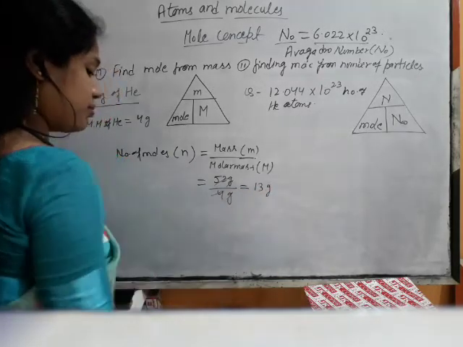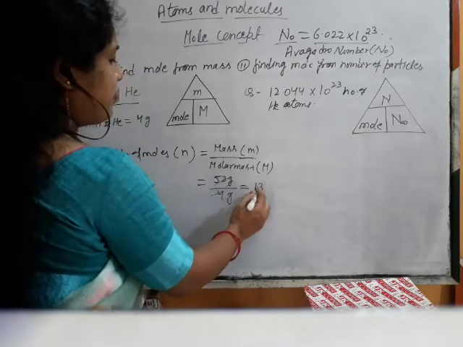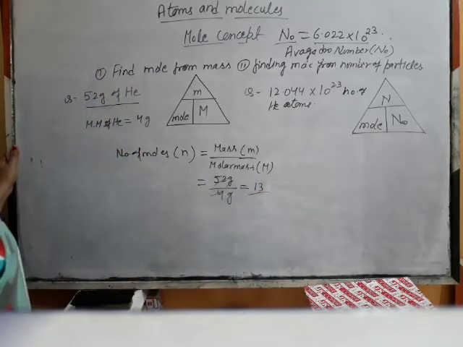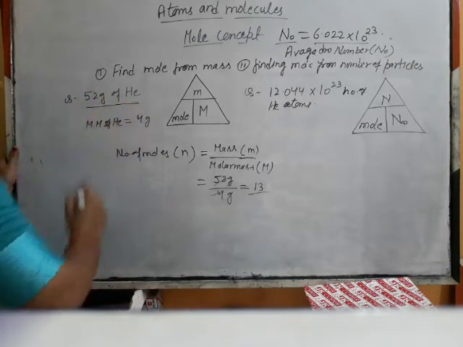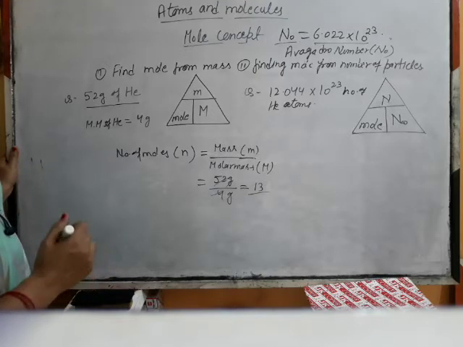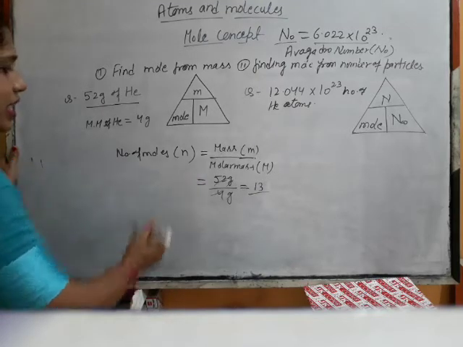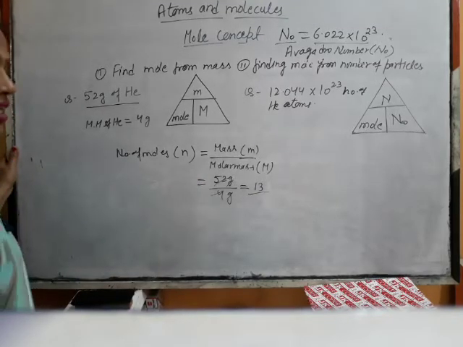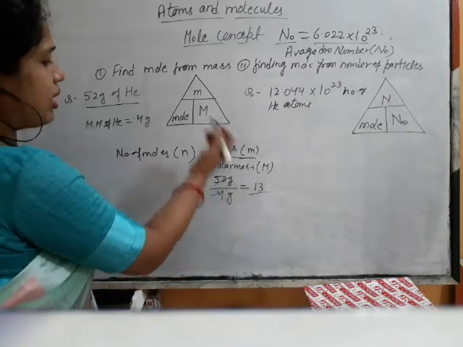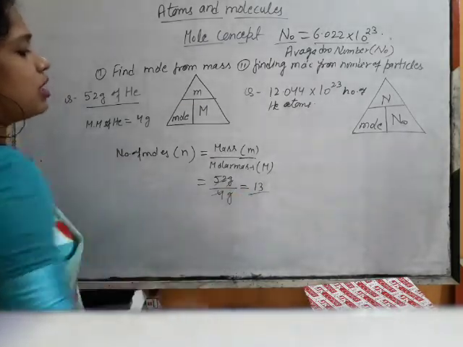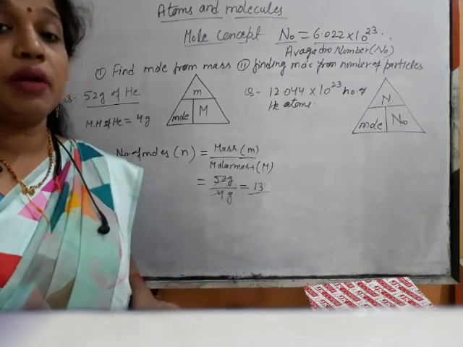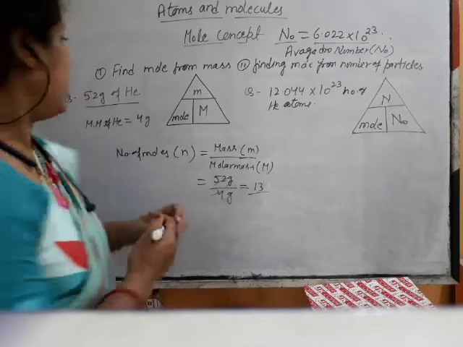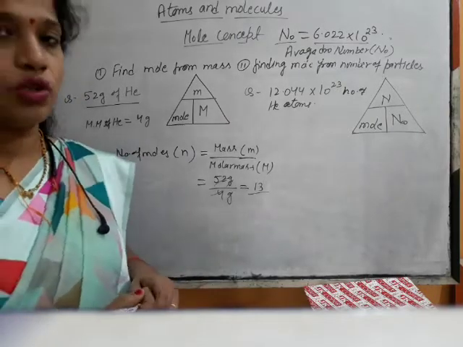13. We get 13 moles in 52 grams of helium. Easy? When the mass of any atom or molecule is given, it becomes very easy to find the number of moles in it. So the number of moles in 52 grams of helium is 13. 13 moles of helium atoms are present in 52 grams of helium.